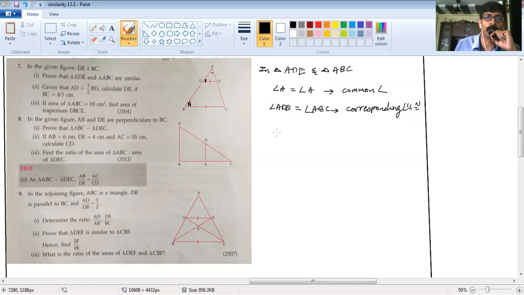Corresponding angles are congruent. Therefore, what we can see, students? Therefore, we can say triangle ADE is similar to triangle ABC. And that is by which test, students? Simple, by AA test. Isn't it very simple? Because this is angle A and this is angle A.